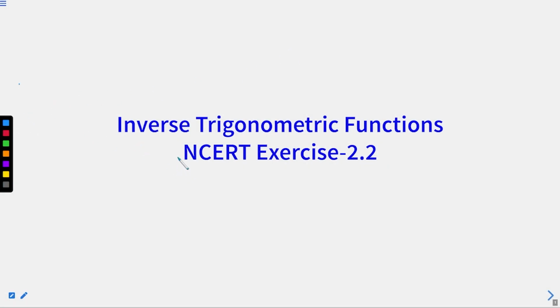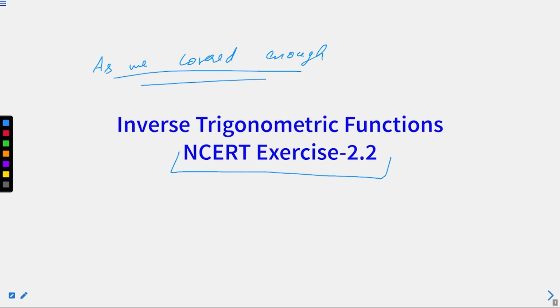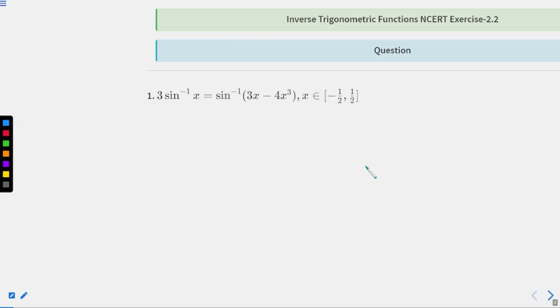Today we will be solving NCERT exercise 2.2. As we covered enough theory to solve our exercise 2.2, let's jump to our first question.